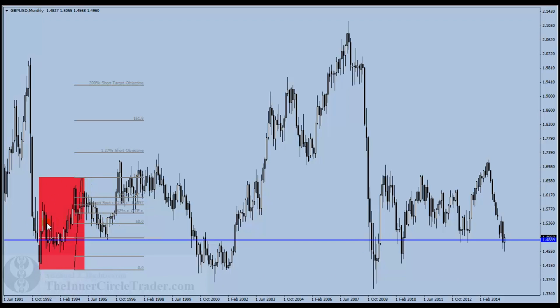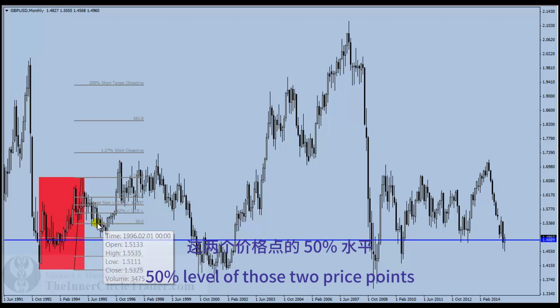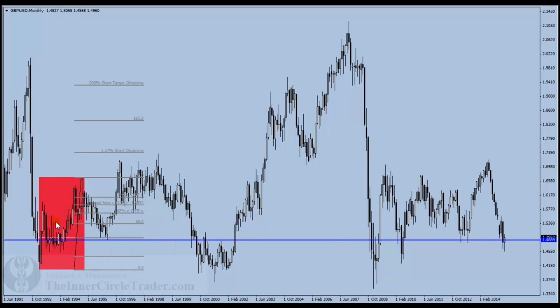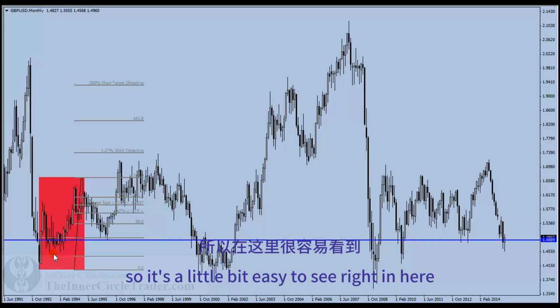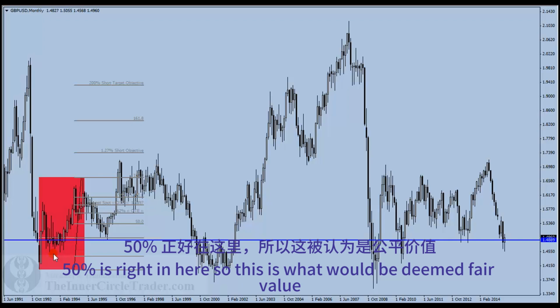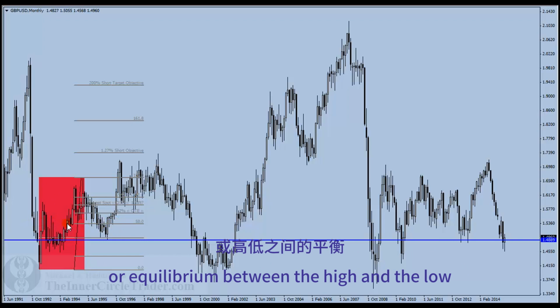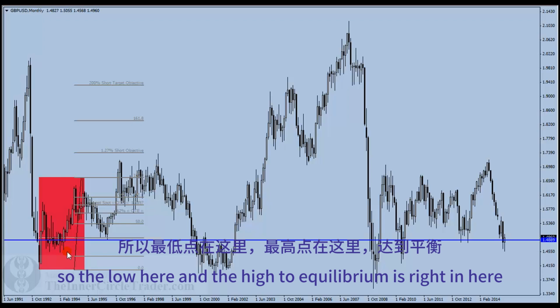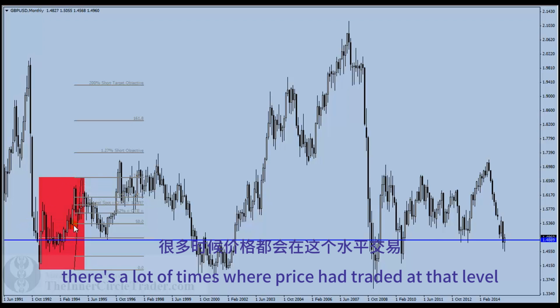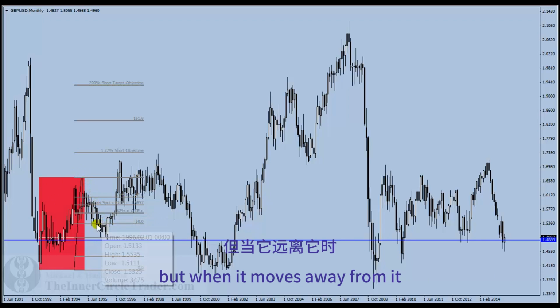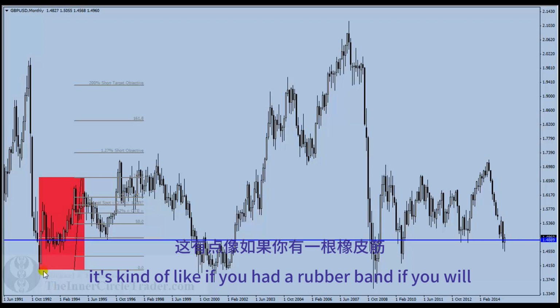If you look at the overall price in here, there's a lot of times where price had traded at that level, but when it moves away from it, it's kind of like if you had a rubber band anchored to this particular price point, and if you stretched it lower, it's only going to go so far, and then finally it's going to snap and go the other way and go to an extreme on the upper end of the 50% or fair value. Then it'll come back down again and stretch below that equilibrium or halfway point of the total overall trading range.